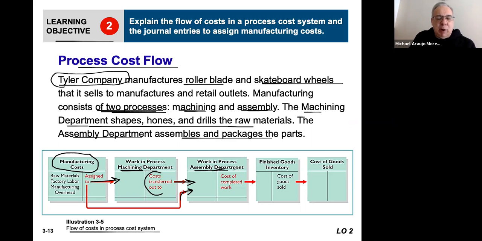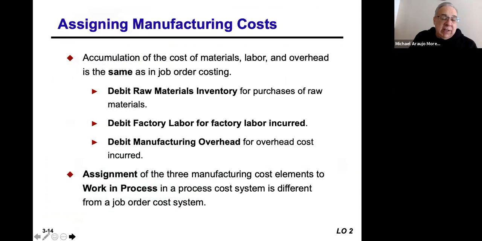Once the assembly department is done with its work, then it becomes a finished good, and you'll see it in finished goods inventory. Once it's in finished goods inventory, it's available for sale to other businesses and will eventually be assigned to cost of goods sold. So this is a very important cost flow illustration that you're going to need to know because we're going to be doing it.